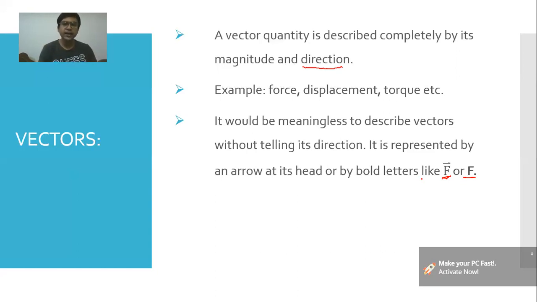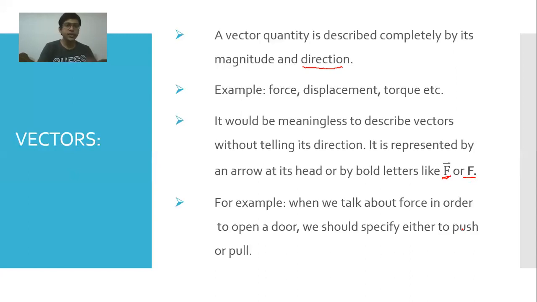Another difference is that whenever we talk about vector quantities, they are represented separately. How? Either by an arrow at its head, like this one, or by bold letters. So in order that we could easily differentiate between scalar and vector quantities, we represent them in a different manner. Now, I'm taking an example of force, and then we will understand why direction is very important in order to describe a vector quantity.